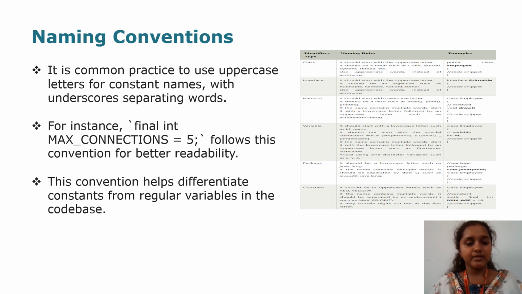As we discussed in the previous slide, final is the keyword which is used to declare a constant. Int indicates the integer data type. MAX_CONNECTIONS is the name and it contains the value 5. This value cannot be changed in the entire program. This convention helps differentiate constants from regular variables in the code base.